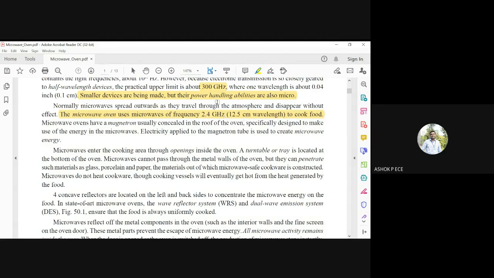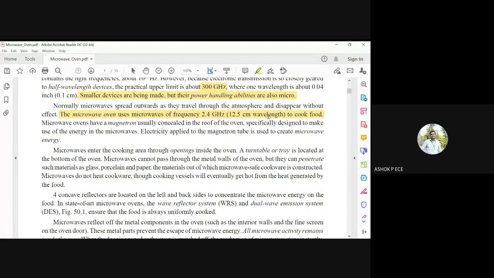This frequency, 2.4 gigahertz, corresponding to 12.5 centimeters wavelength, is a very, very commonly used frequency. It is called as ISM band.